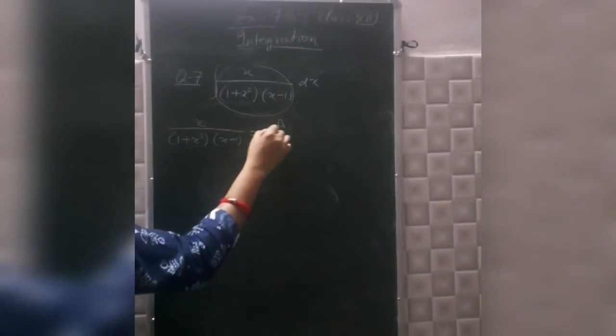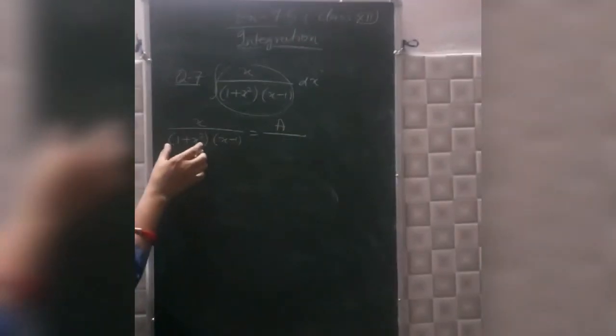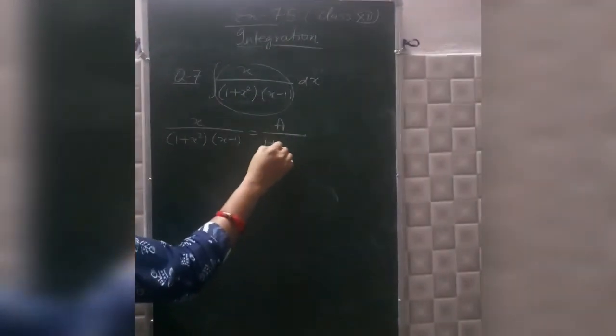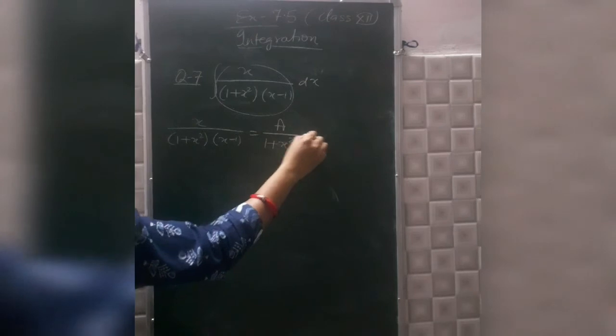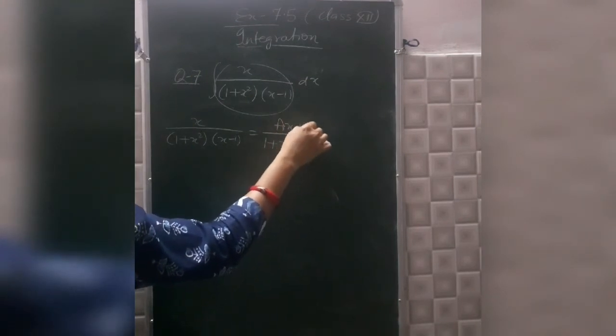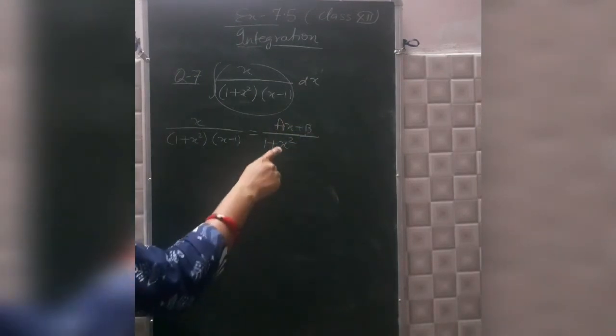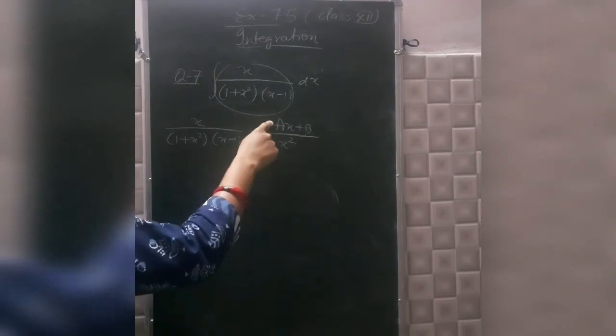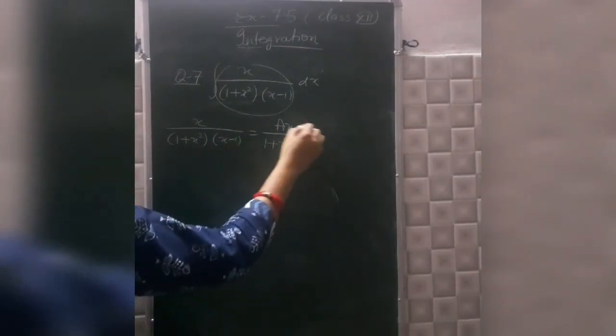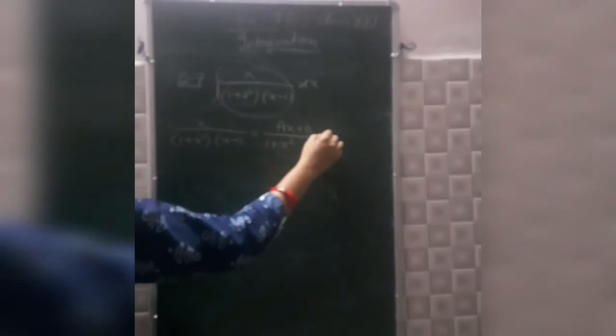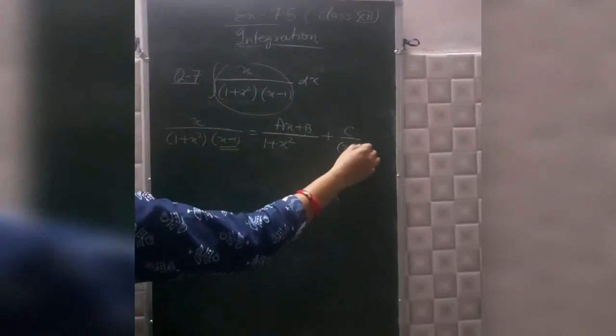a by, you can take the first linear factor first, otherwise if you are taking this quadratic factor in the denominator, then here in place of a you will take ax plus b. That means if the denominator is quadratic then the numerator should be linear, so only in place of a you will take ax plus b, plus c divided by this second factor, x minus 1.